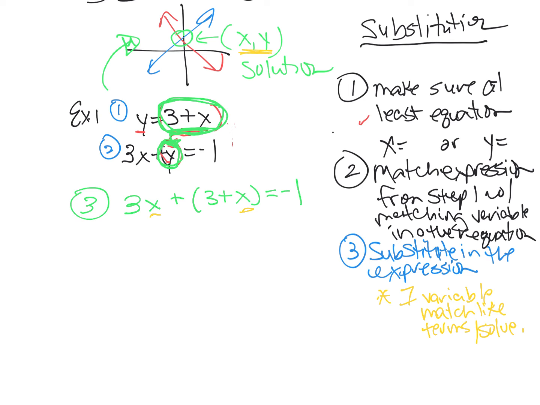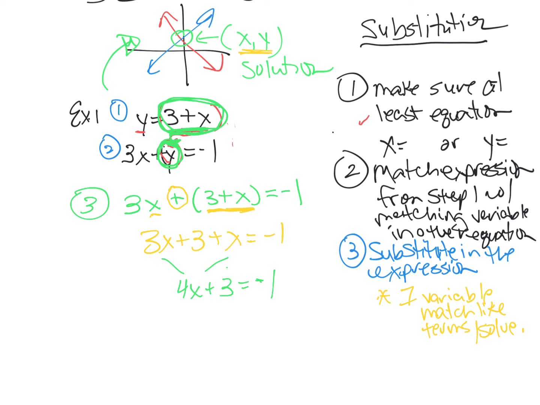Okay, so when I look at this, I have parentheses, so we're gonna do inside parentheses. There's nothing I can combine because there are no like terms. This is a positive on the outside, so I don't have to distribute. So essentially this is just 3x plus 3 plus x equals -1. And we're gonna combine like terms, so I have 3x and 4x.